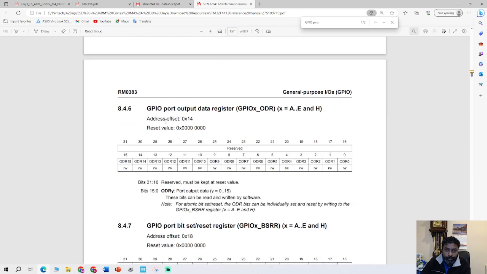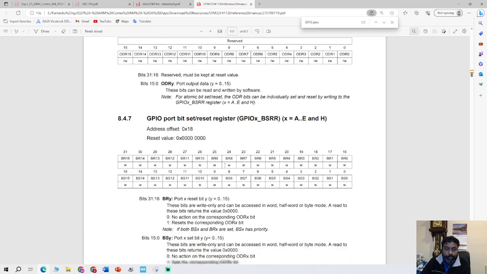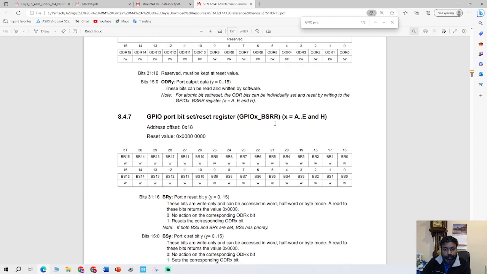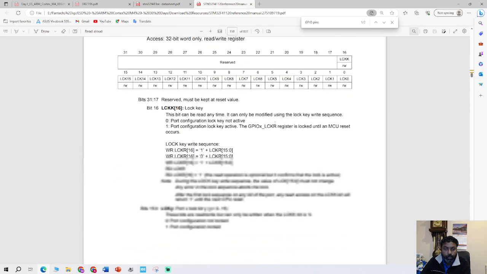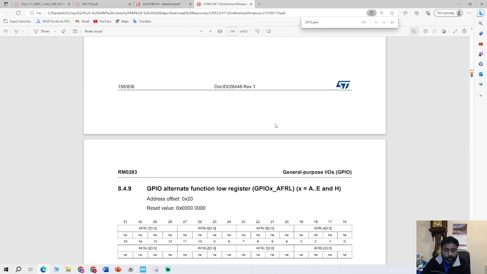The next one is the GPIO output data register, where you can write to this register, and these bits can be read and written by the software, and its offset value is 0x14. And this is the bit to either set or reset. And the port configuration lock, you don't have to worry about.